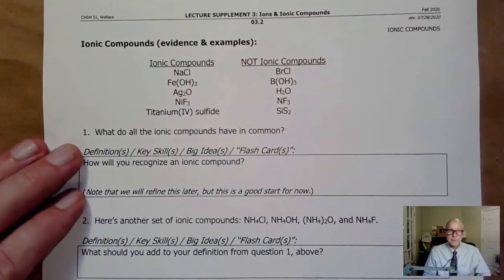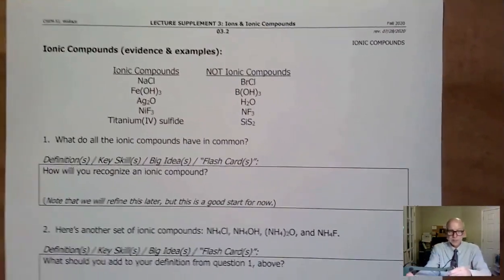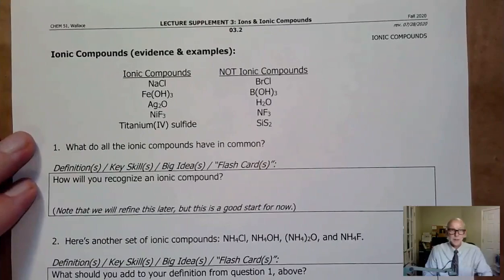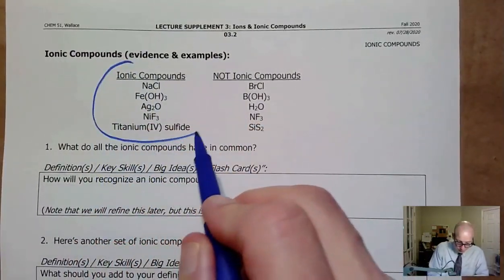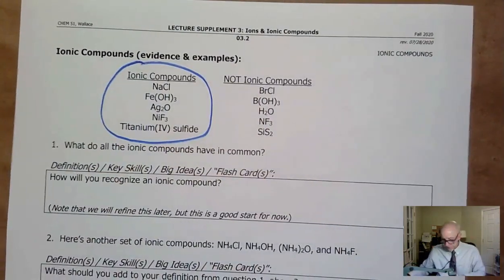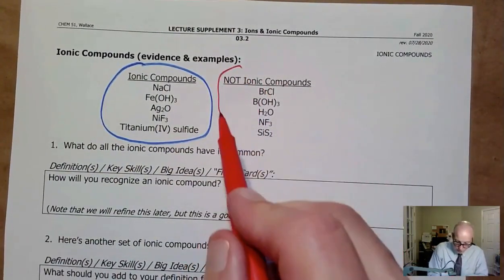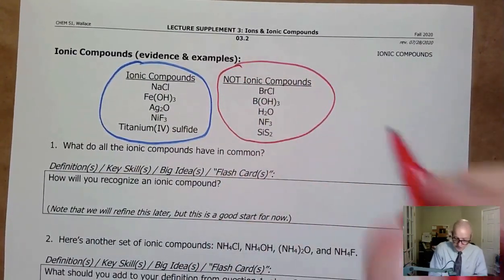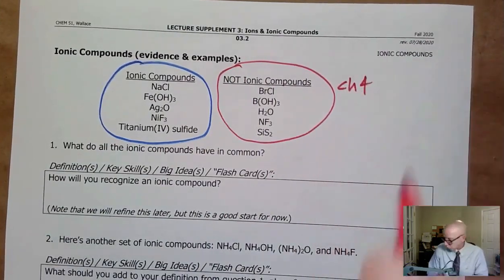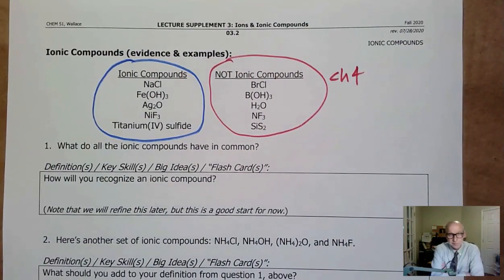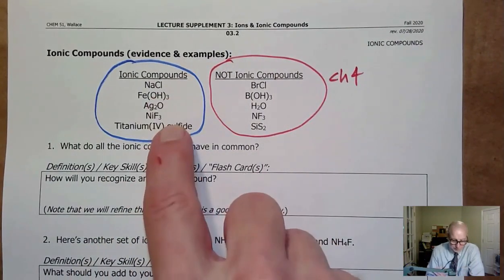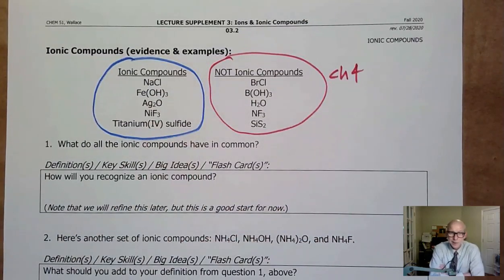Now, right off the bat, how do we even identify ionic compounds? I've got this group here of ionic compounds, and I have this group of not ionic compounds. That is really going to be chapter 4, but that's okay for right now. So what I'd like you to do is stop the video, or I'm going to put a little quiz here in the video. Stop the video with your lecture mates and say, what do all those ionic compounds have in common?